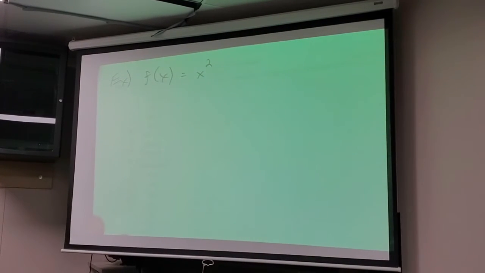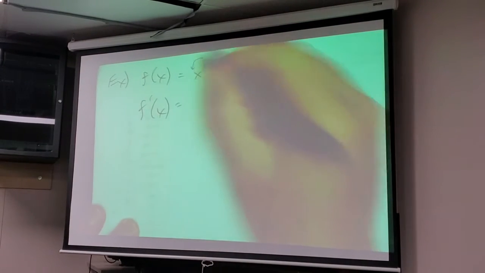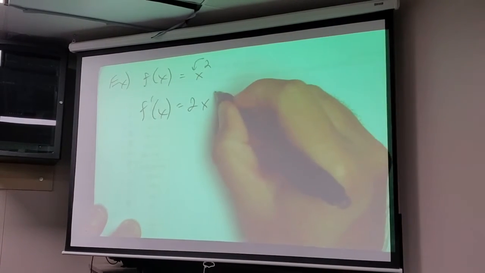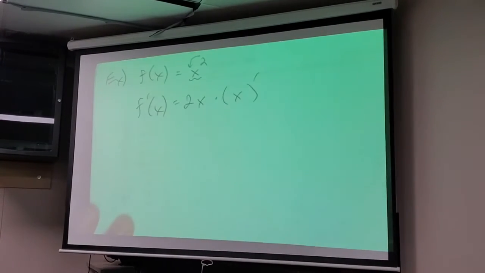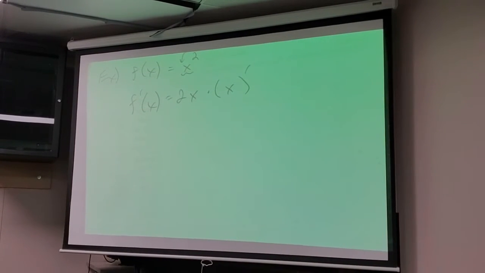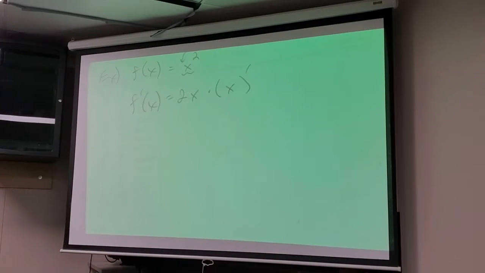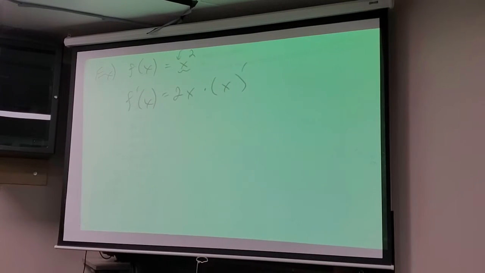What's the derivative of this? 2x. Now here's the thing. We've been doing chain rule this entire time. The 2 comes down, the power goes to 1, times the derivative of the inside. But what's the derivative of x? So we've been doing chain rule. Chain rule always happens. It doesn't really do anything unless the inside is more complicated than x.